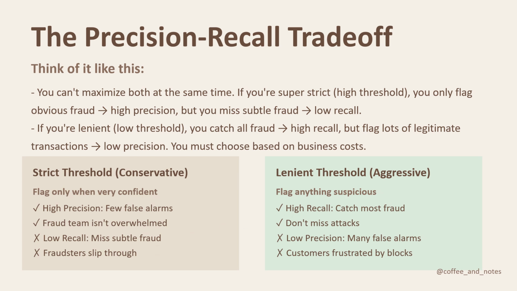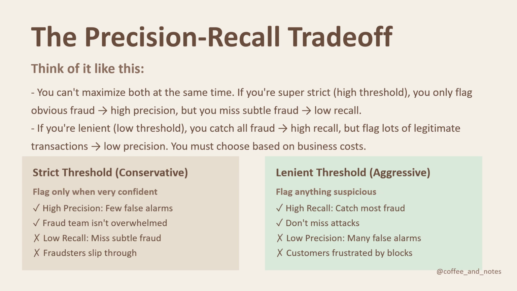Lenient threshold, that is the aggressive approach. You flag anything remotely suspicious. Result: high recall. You catch most fraud. You're not missing attacks, but low precision, many false alarms. Legitimate customers are getting blocked. They are frustrated. You might be declining 30% of legitimate transactions to catch that last 5% of fraud. That's not a good trade.